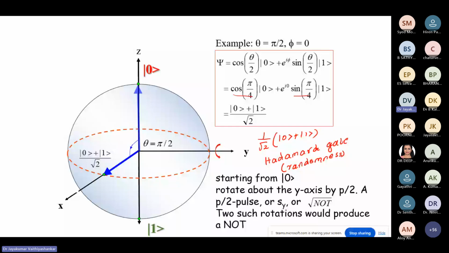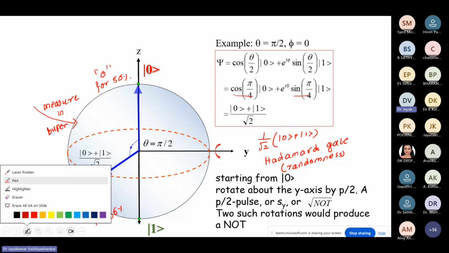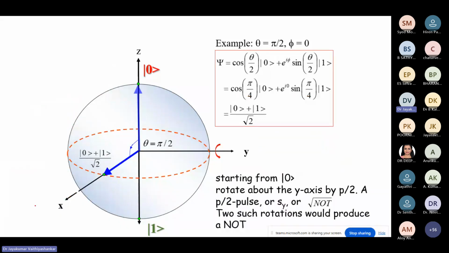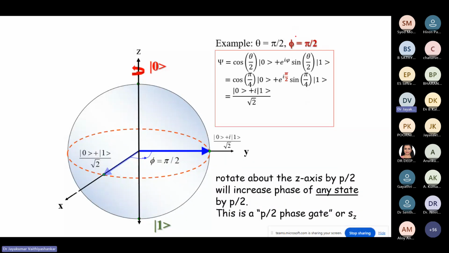So what is the meaning of randomness? If you try to measure your qubit in superposition, you will get value 0 for 50% of the time and binary value 1 for 50% of the time. It means you will get a random value. Nobody in this world is able to predict what value it will generate in the next iteration. If you are interested in pure random number generation, you need to use the Hadamard gate. Okay, equal superposition.